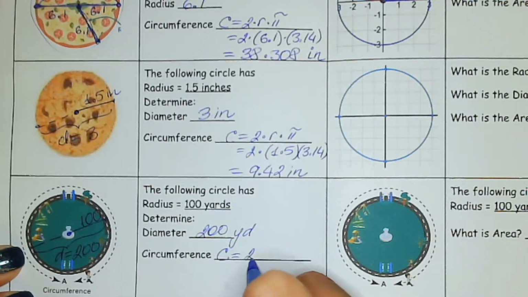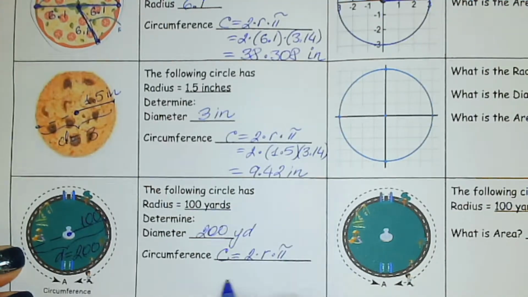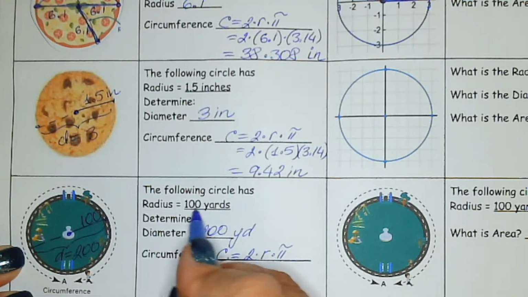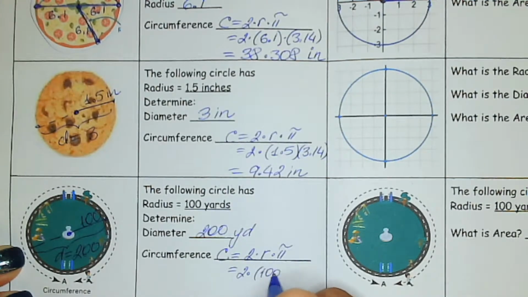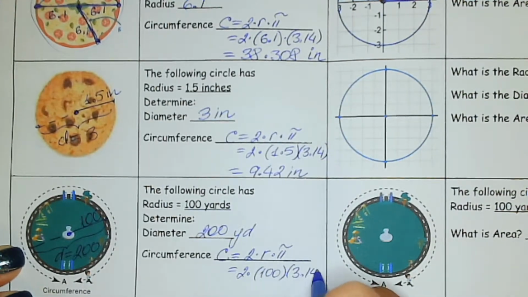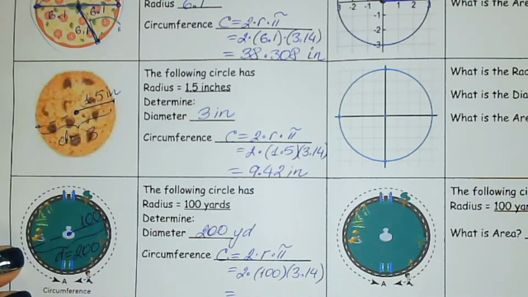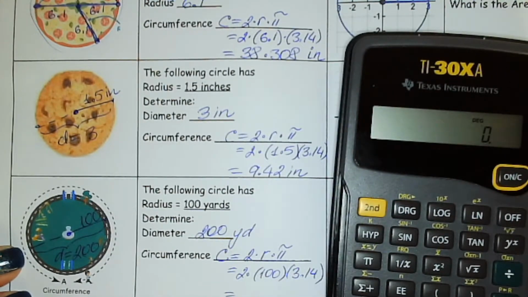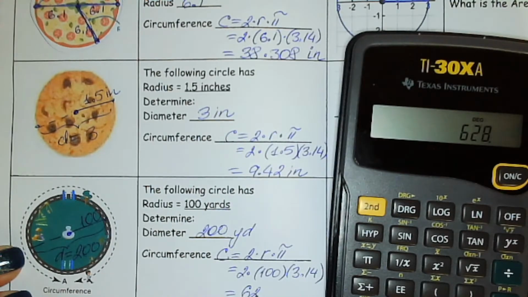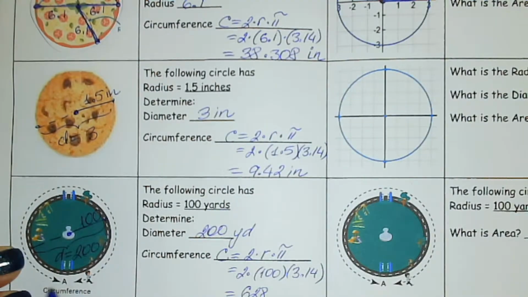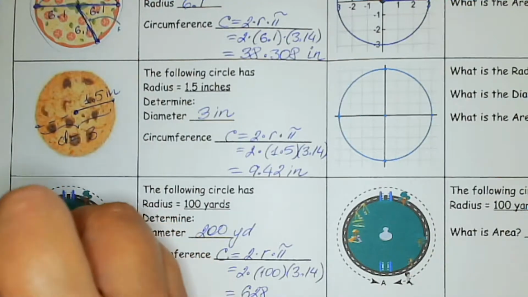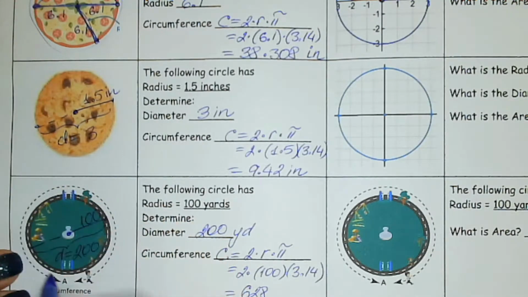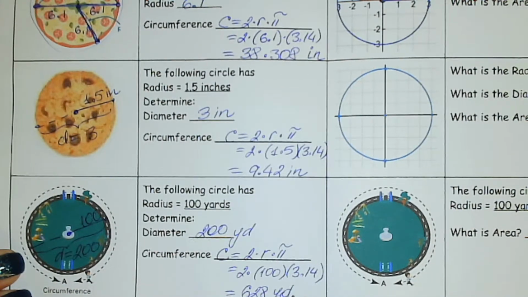Circumference formula, 2 times radius times pi. That would be 2 times radius, 100, pi, 3.14. 2 times radius times pi, multiply. 2 times 100, and then times 3.14. 628. So if this little guy runs all the way around the park, that's the circumference. Running around 628 yards.